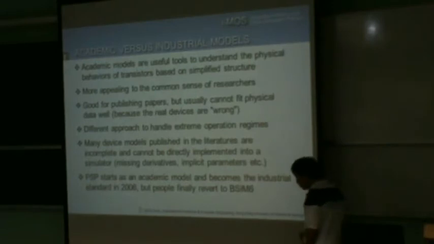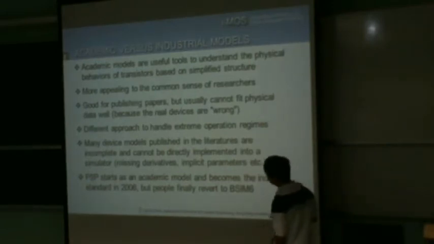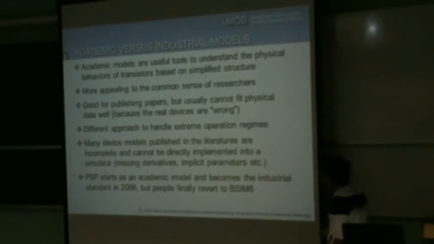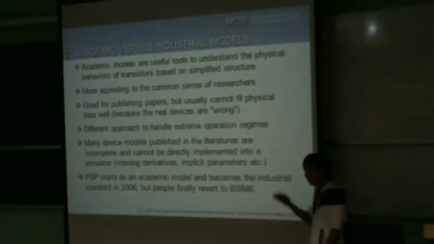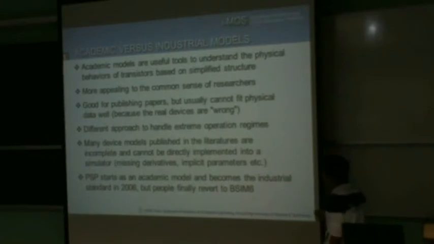Now, I talked quite a lot about industrial models. This is what the industry is practicing. But what about academic models? If you look at compact models, to me, they should be subcategorized into academic models and industrial models. Academic models are useful tools to understand the physical behaviors of transistors based on simplified structures. For a physical or academic model, we always start from an idealized structure, uniform doping, etc., to begin with. In general, the academic model is more appealing to the common sense of researchers.